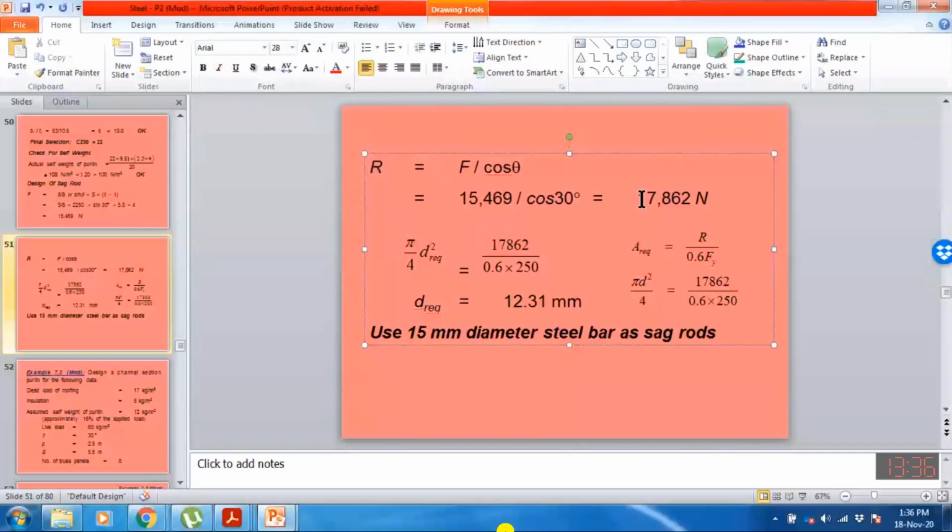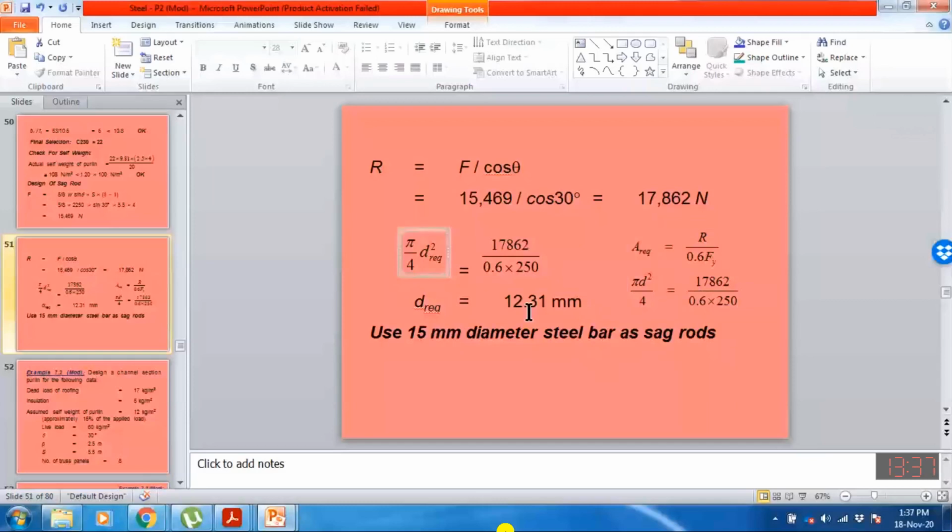And we are using very simple formula. Area required is equal to reaction divided by allowable stress. So area is equal to pi d square by 4, because we are supposed to use the solid bar as a steel. So R force is there. Allowable stress is 0.6 Fy. So only unknown is the diameter. Diameter is coming out to be 12.31. So we need to round it to the upper side.